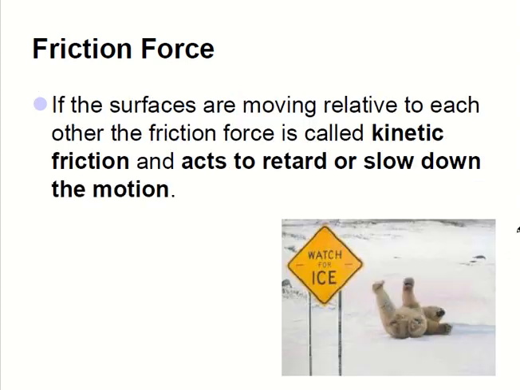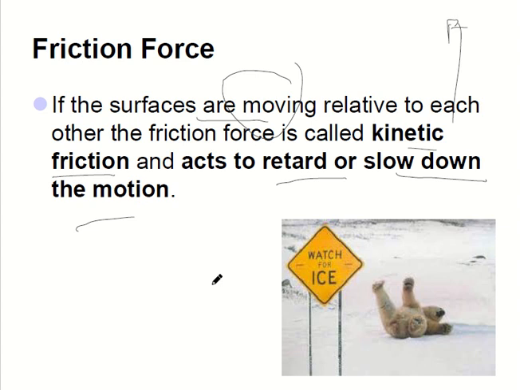Now, if the surfaces are moving relative to each other, the friction force is called kinetic friction. Again, don't forget the difference between kinetic and kinematics. Kinetics is all about the force that causes motion. So now that we have a kinetic friction, the friction acts to retard or slow down the motion. Here, look at this bear and the ice. They're in contact. Two surfaces in contact.